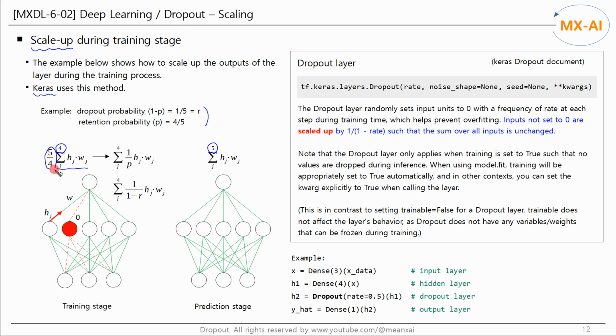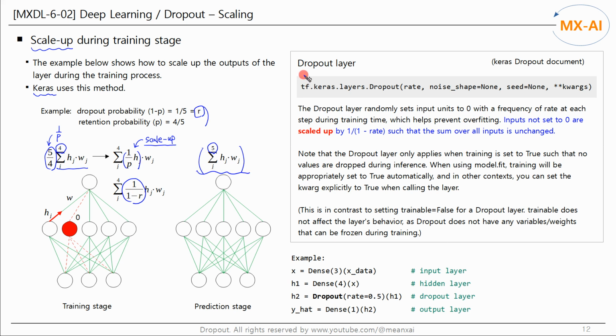Multiplying this result by 5/4 makes it the same as the result of the prediction stage. This is the reciprocal of the retention probability, 1 over P. Multiply H, the outputs of the hidden layer, by 1 over P. This is the scale-up process in the training stage. Or, if the dropout rate is R, it can also be written like this. If you apply scale-up in advance during training, you don't need to do anything during prediction.